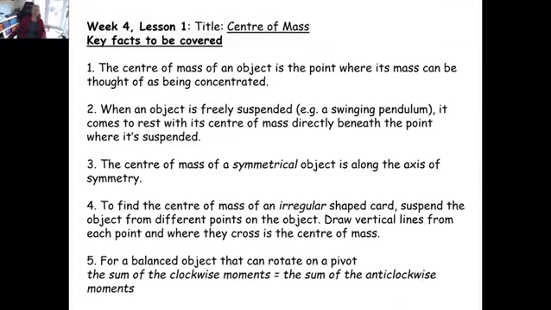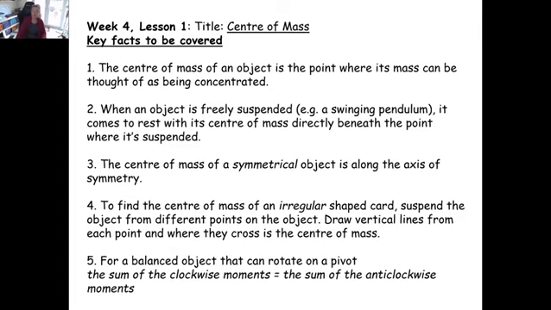Mrs. Allbone here. Welcome to your physics lesson for the triple content. This is the first lesson of the week for week 4, and we're going to be looking at the centre of mass. On your screen you will see the key facts that need to be covered in this lesson, and they are the facts that you need to learn.